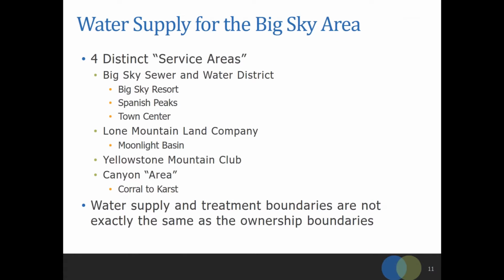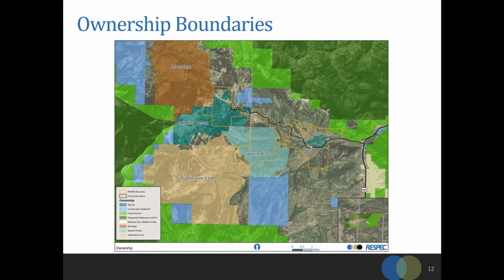So looking at water supply for the Big Sky area, look at it as four distinct service areas. The areas served by Big Sky Sewer and Water District, which is the resort, Spanish Peaks and Town Center; the Lone Mountain Land Company and Moonlight Basin; the Yellowstone Club area; and then the Canyon area, which is along the Gallatin River. Looking at these areas on the maps, zoomed in on the ownership boundaries, you see the various ownerships, and you see the Sewer and Water District laid on top of that with the orange bracket. So it doesn't really cover a pretty broad area. There's a bunch of different activities going on in these other areas.